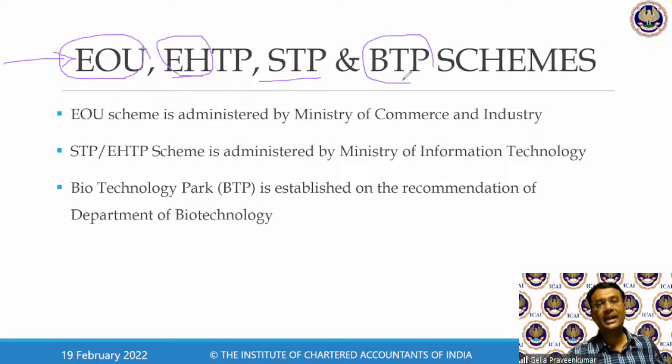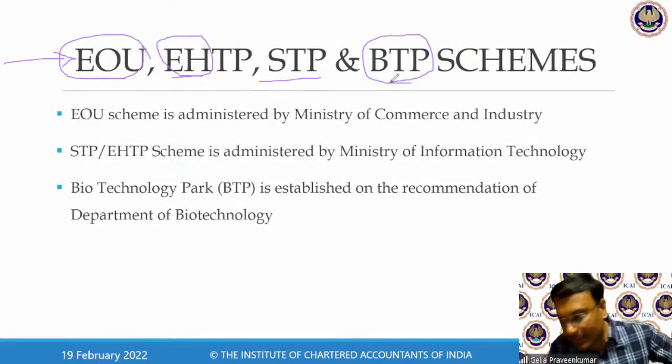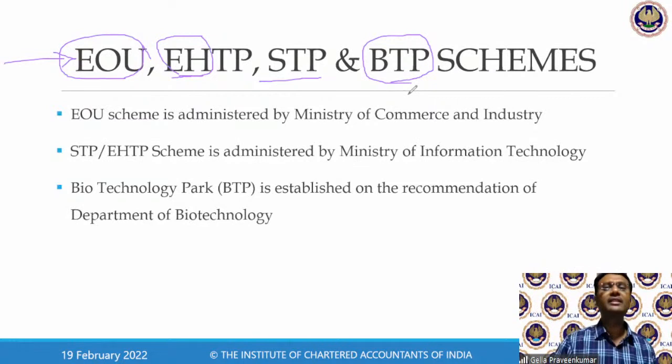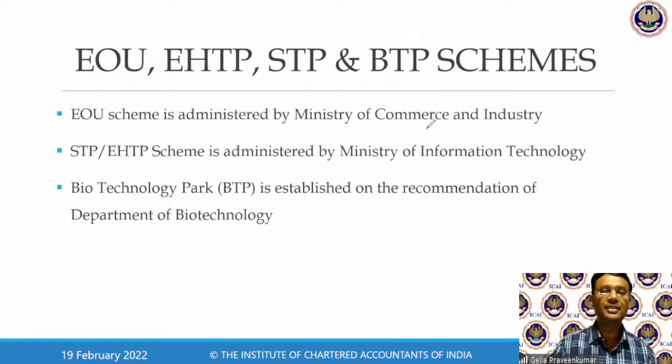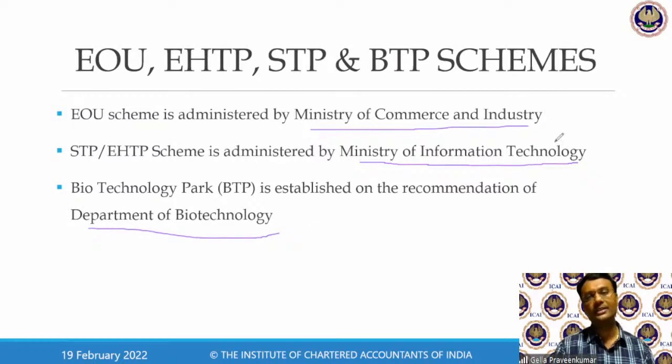BTP, Biotechnology Park. Though this particular BTP was brought in, not much momentum was seen, but for the customs related provisions. So this is a scheme governed under the aegis of the Ministry of Commerce and Industry. And STP is a scheme governed by the Ministry of Information Technology. Biotechnology is again governed by the Department of Biotechnology. So each of these industries has different bodies which do the administration.